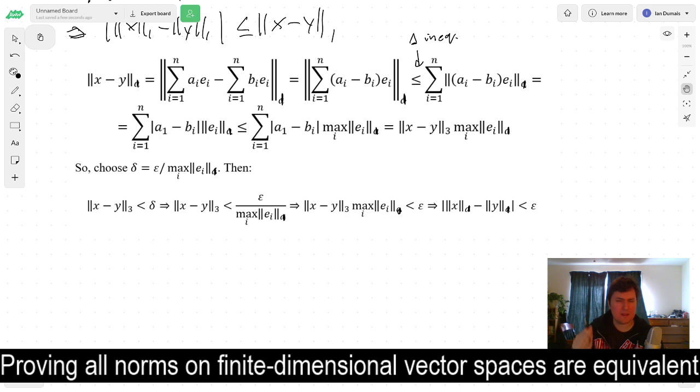It is not the sandwich theorem, but it's kind of sandwichy. It's like a hot dog, I guess.